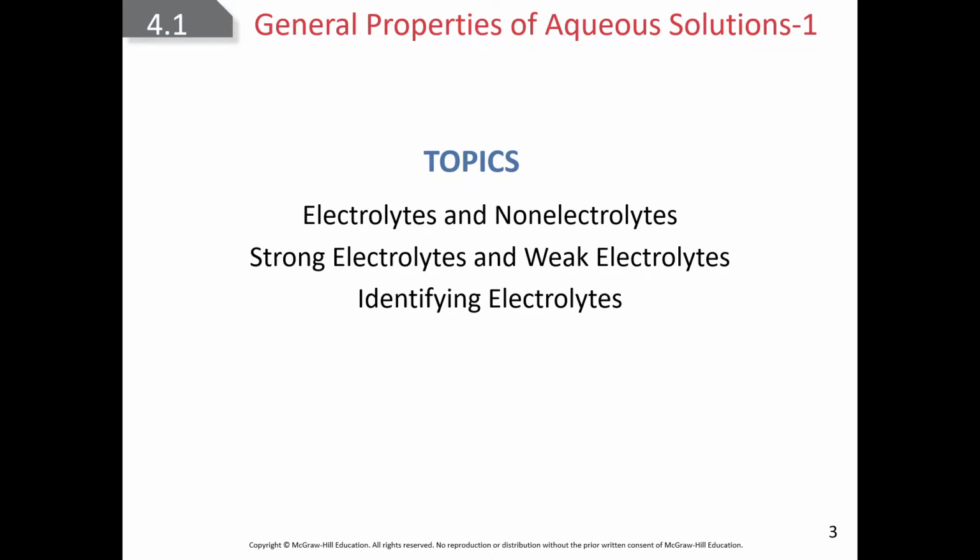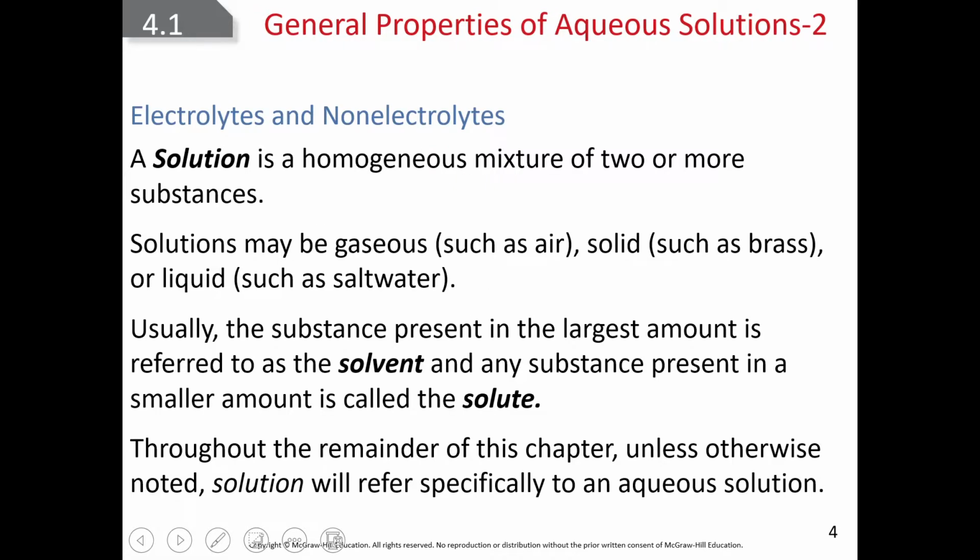So this lecture is going to be about electrolytes, non-electrolytes, strong electrolytes, weak electrolytes, and identifying them. When we talk about electrolytes, we talk about some kind of compound that is in an aqueous solution, meaning it's just been added to water. For example, sodium chloride, your generic table salt, could be added to water to make what we call a solution.